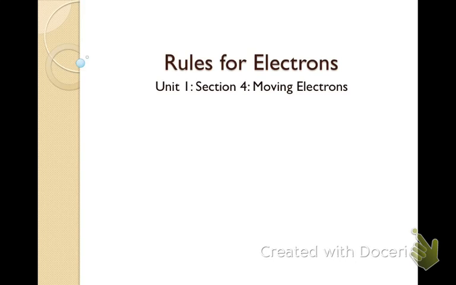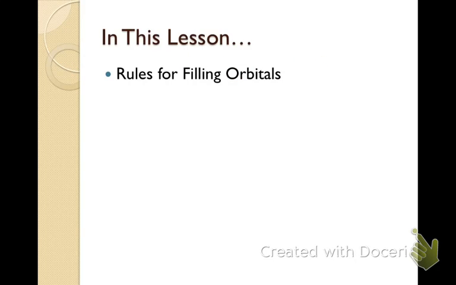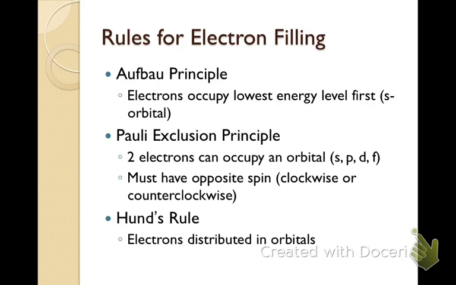Hi everyone, so here we're going to talk about how electrons are actually located in these different orbitals or sublevels. So we're talking about the rules for filling them. One of the first rules is the Aufbau principle. Aufbau said that electrons will go to the first energy level, fill that first, and then go up to the next energy level. The Pauli exclusion principle said that only 2 electrons can occupy a particular orbital, and that they must have an opposite spin. So one's clockwise, the other one's moving counterclockwise.